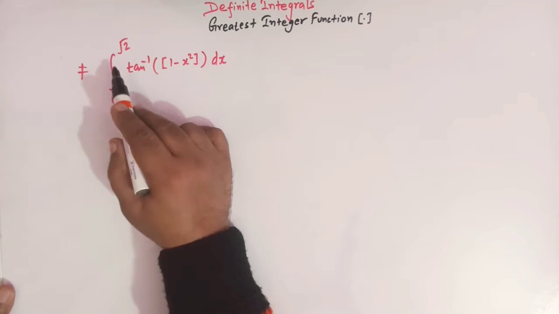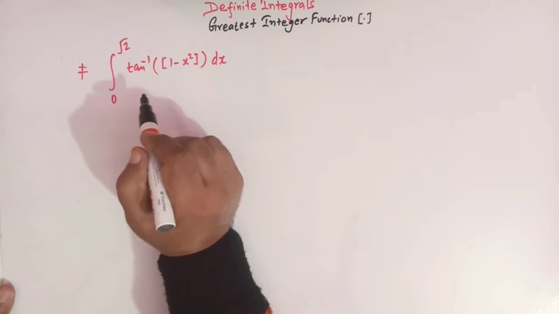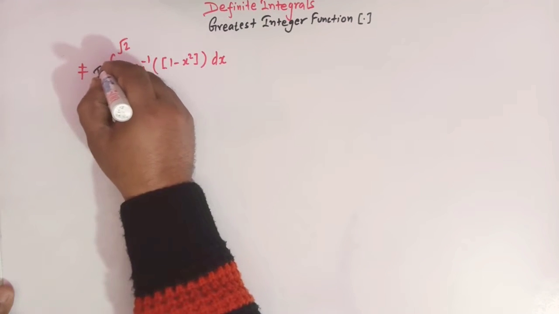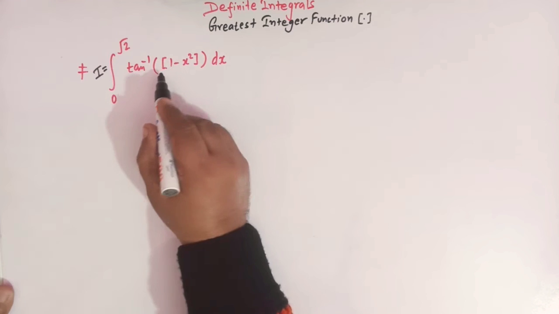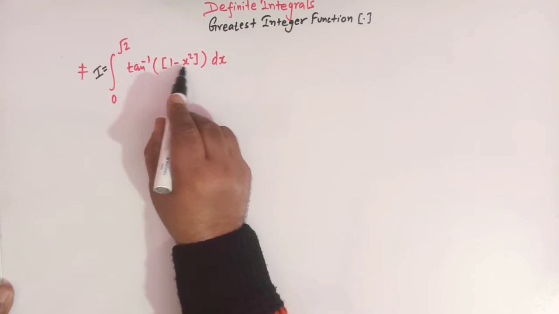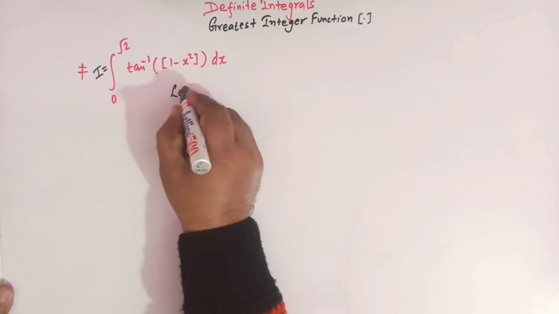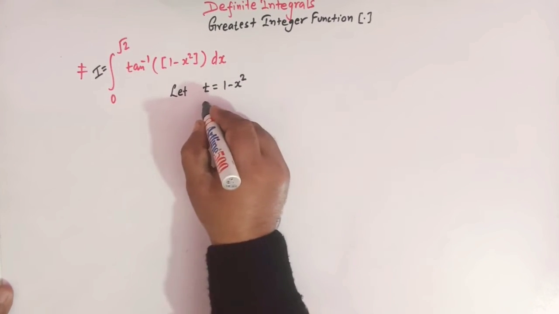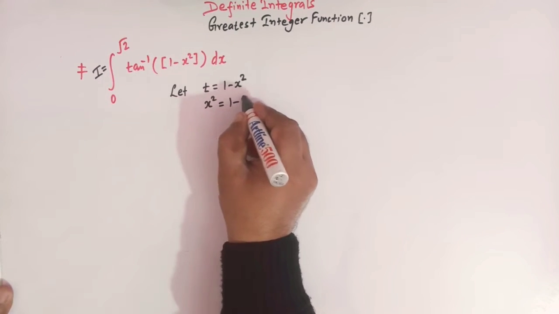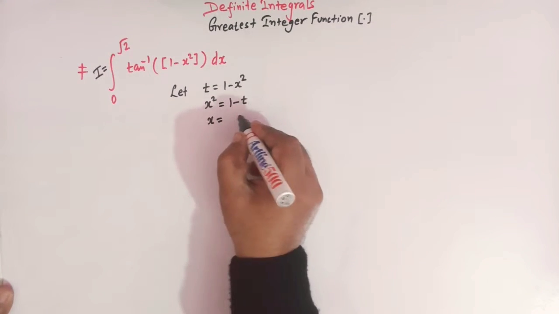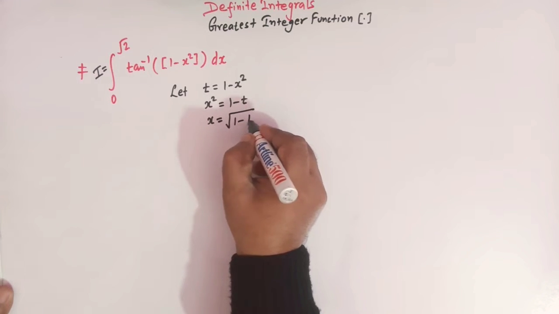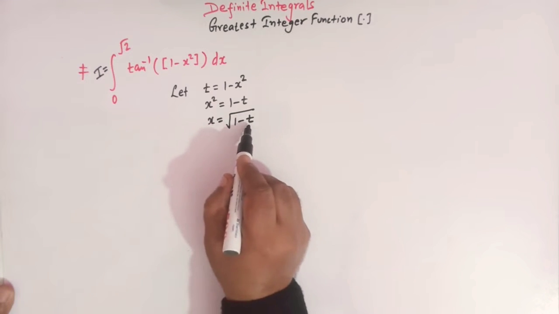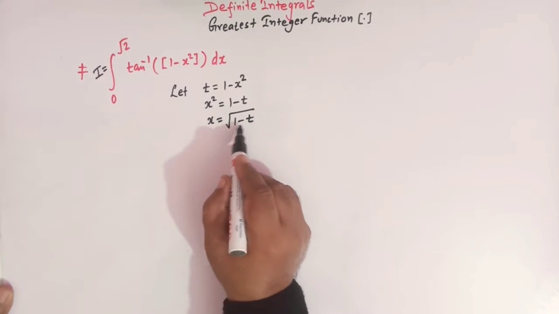We'll solve these types of problems by the method of substitution. Let us call this integral I. We'll take 1 minus x square as t. So let t is equal to 1 minus x square, so that x square is equal to 1 minus t, and x can be written as square root of 1 minus t. So the relation between x and t is x is equal to square root of 1 minus t.